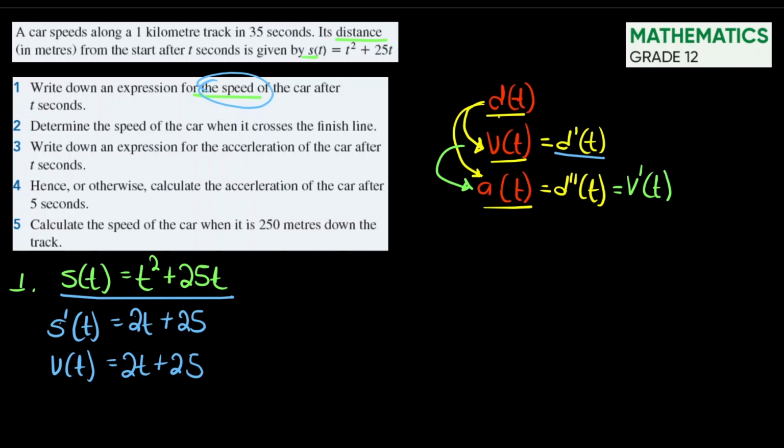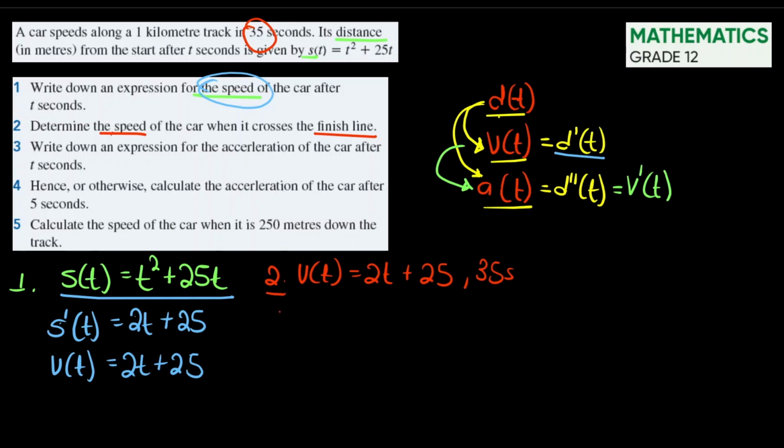That easy. And then the second question is asking us to determine the speed of the car when it crosses the finishing line. So after how long does it cross the finish line? It's after 35 seconds. So what do we have? We have the velocity of the car, and it crosses the finishing line after 35 seconds. So they're asking us to determine the speed that it will cross the finishing line after 35 seconds.